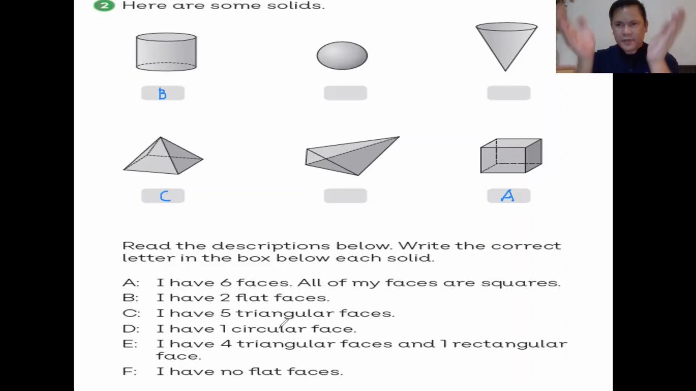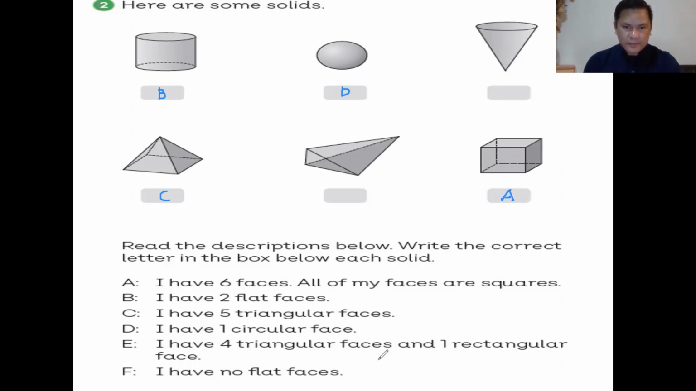Next, letter D. I have 1 circular face. Which one is circular? Circle. That is letter D. Okay, the answer is this one, D. Then E. I have 4 triangular faces and 1 rectangular face. So which one? Letter E.